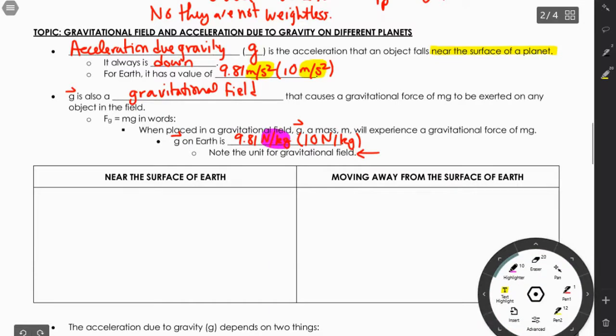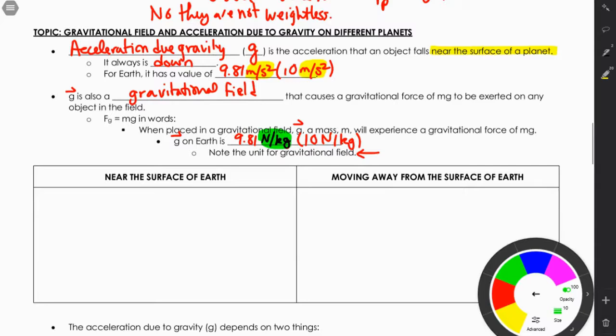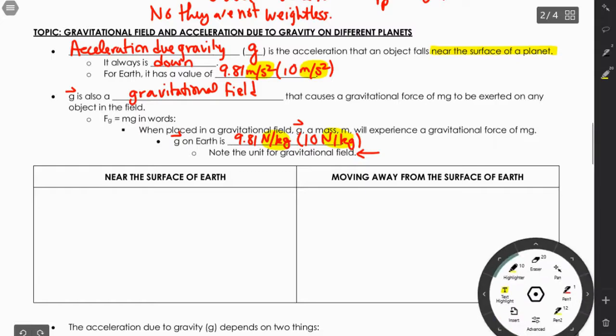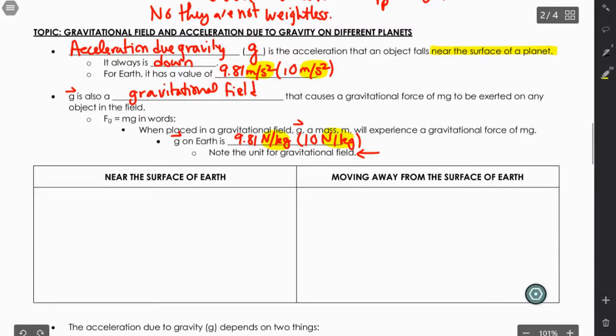Oh, that's bad. Sorry. That's dark on dark, right? So it would have the units of, and I just made it darker. And so you'd see it has units of newtons per kilogram. So when you see newtons per kilogram, it's actually the gravitational field, okay?